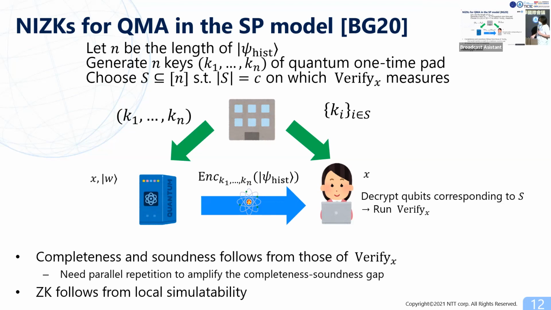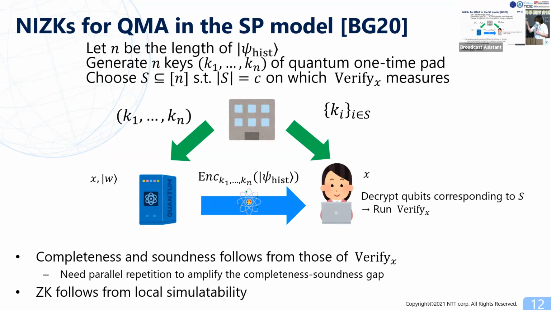And it is easy to prove that this construction satisfies completeness and soundness by using those of the verification algorithm of the history state. There is only an inverse polynomial gap, but that can be easily amplified by using parallel repetition. And for zero knowledge, this also simply follows from local simulatability. And this is the starting point of our first construction.